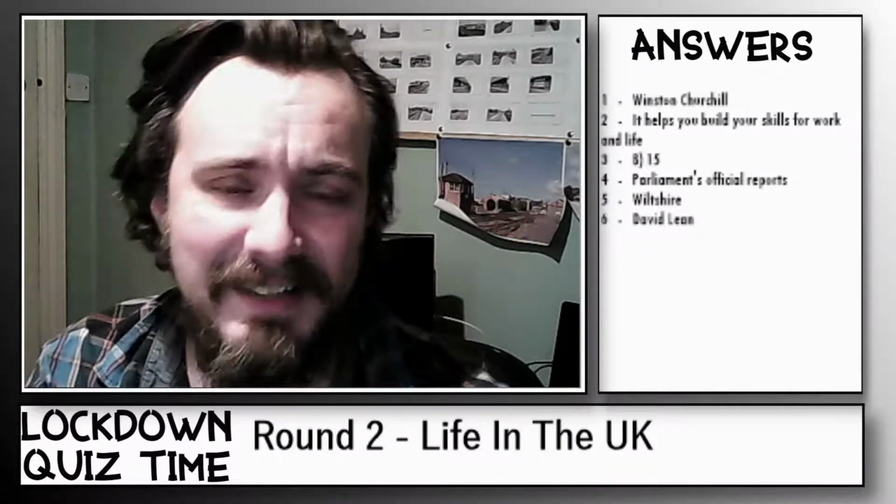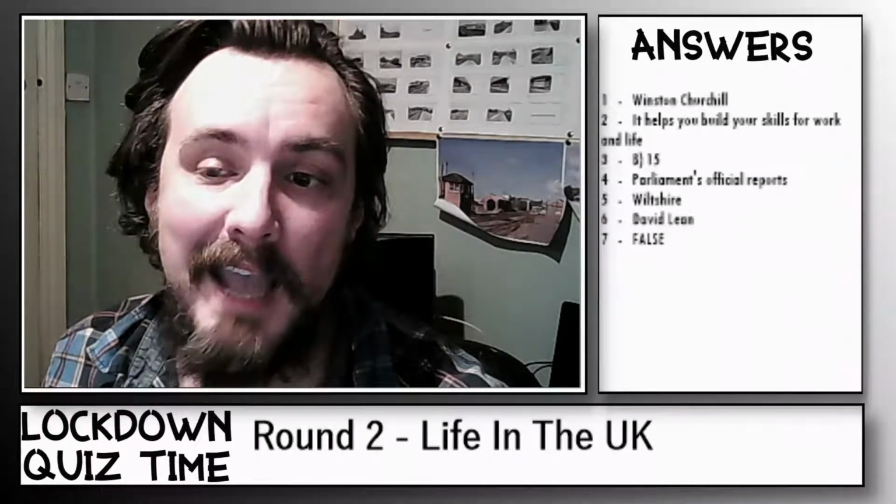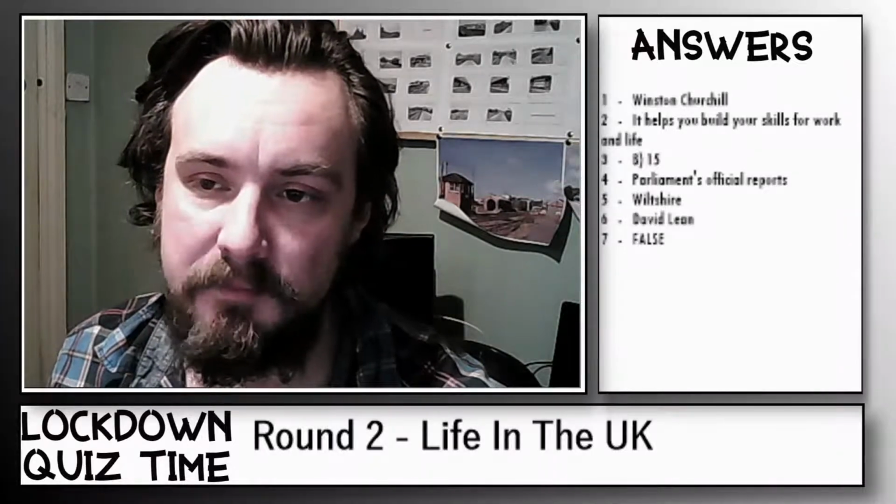Question number 7. The Falkland Islands are a Crown dependency. Is that true or false? Well, it's false. Actually an overseas territory. So the answer to number 7 is false. Question number 8. What type of painter was Joseph Turner? Was he A, a portrait painter, B, a landscape painter, or C, a surrealist painter? He was actually a landscape painter.